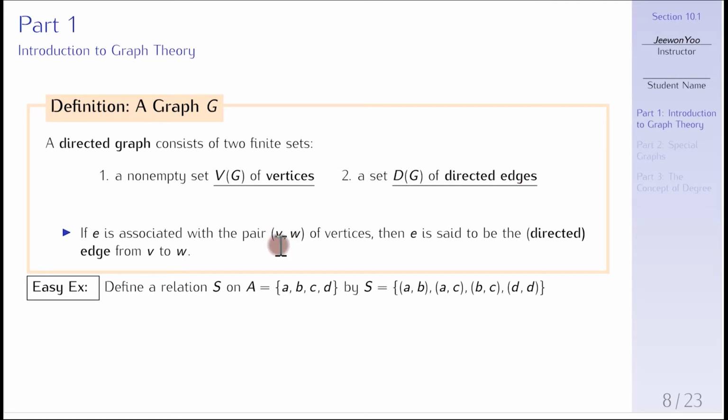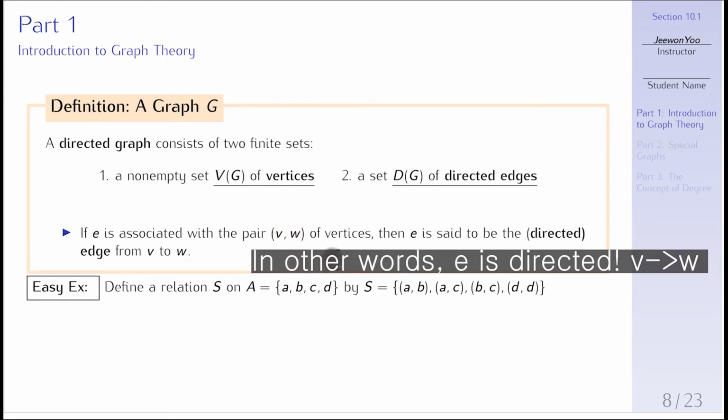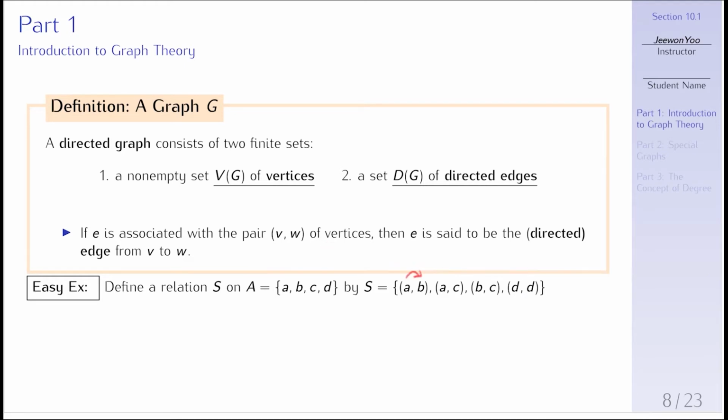Now we use an edge associated with a pair (V, W) of vertices written this way as an ordered pair. You know what? V is first and W is the image. So we have to go from V to W. Do you understand? So look at this, everyone. A to B, there's edge 1. A to C, edge 2, and so on. So if you understand this process, please sketch the relation with the graph.